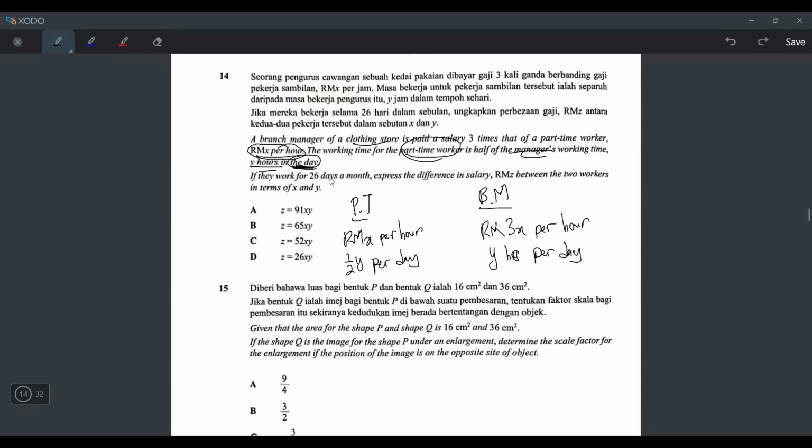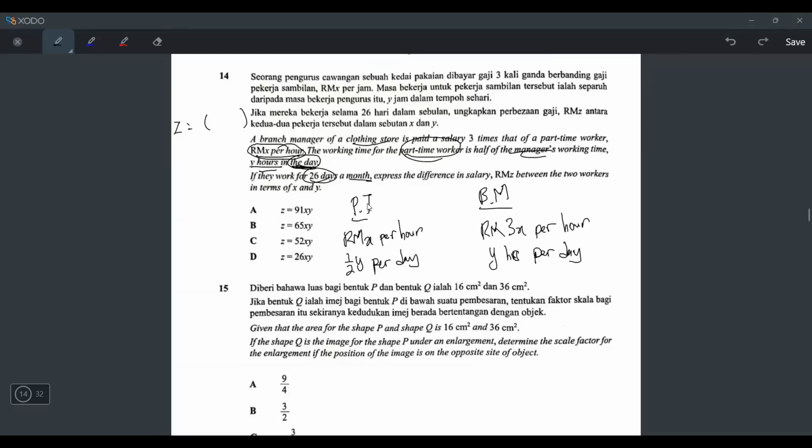And then they say if they work for 26 days, okay, 26 days a month, express the difference in salary between the two workers in terms of X and Y. Okay, Z represents the difference in salary, but they say, okay, difference in salary between two workers, right? But they say they work for 26 days. So how to do? Okay, why not we find the difference in salary in 1 day first, and then only I times 26, right? So what is the difference between the two workers in 1 day?